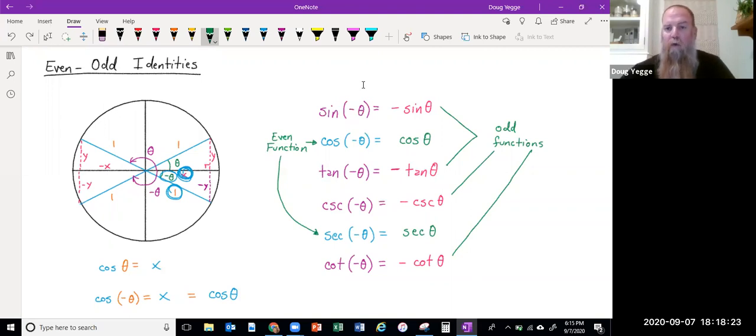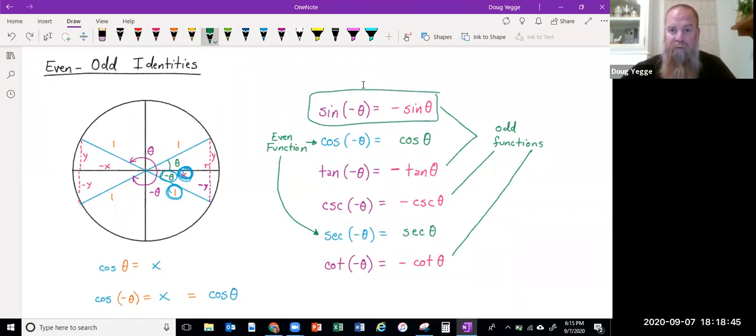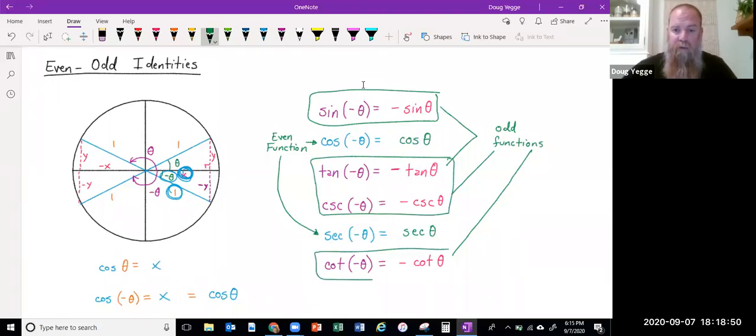So notice that the only even functions out of all 6 trig functions are cosine and secant. So those are the two where if I ever see a negative angle, I could actually eliminate the negative angle and replace it with its positive counterpart. While for the other 4, sine, tangent, cosecant, and cotangent, if I ever see a negative angle, I could eliminate the negative angle by turning it into a positive angle and pulling out the negative.